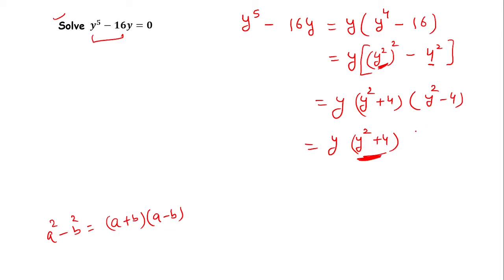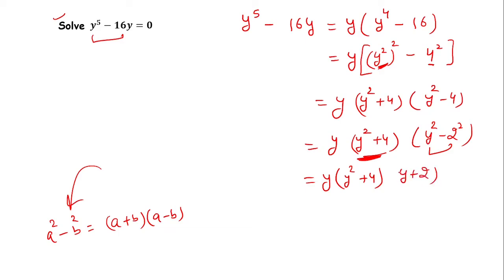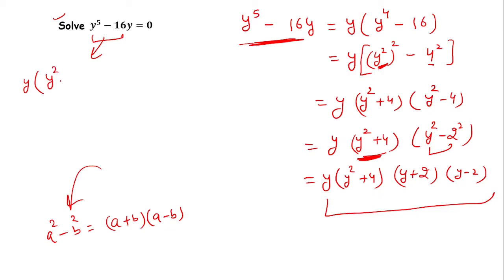But I can factorize this further. How? Y square minus 4, and 4 is nothing but 2 square. Again the same formula. Which same formula? This one. So using this formula, I can rewrite y square minus 2 square as y plus 2 and y minus 2. So this is the answer for that. Now replace this value here: y, y square plus 4, y plus 2 and y minus 2 is equal to 0.